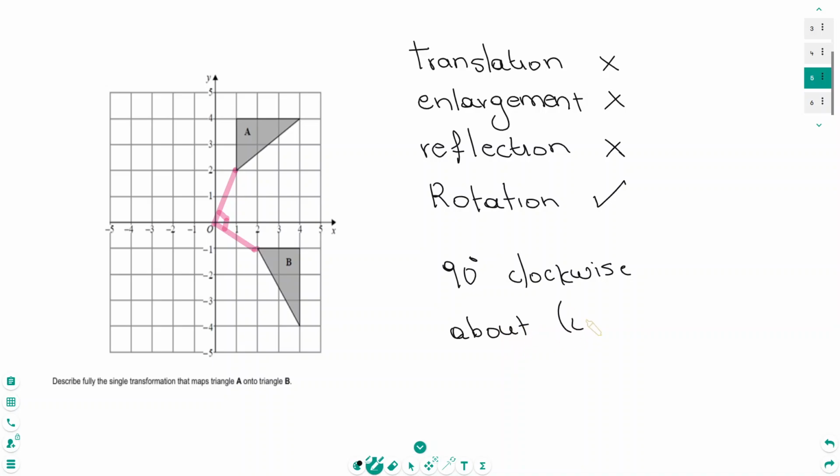0,0 point of rotation. And in today's lesson, we see the 4 types of transformation: translation, reflection, rotation, and enlargement.